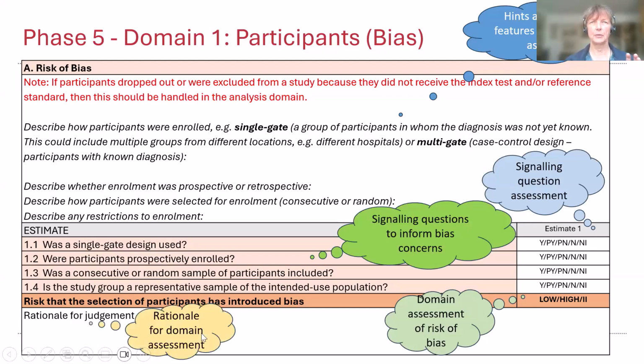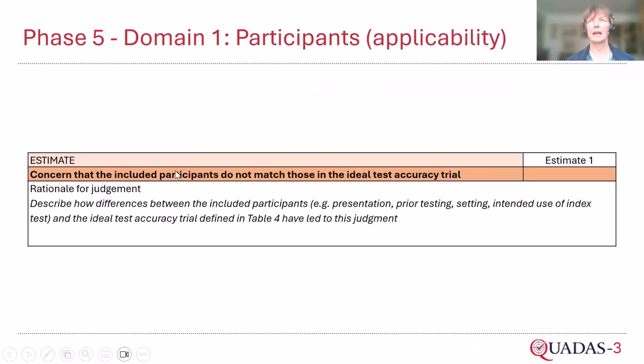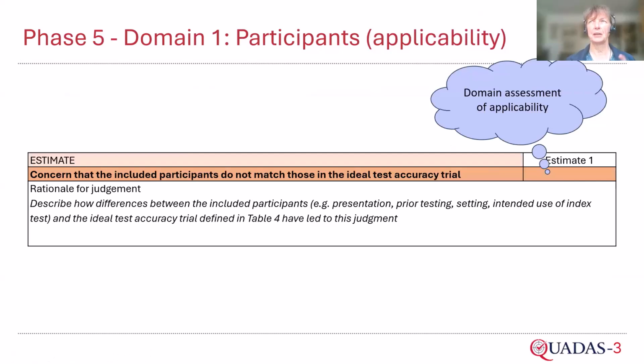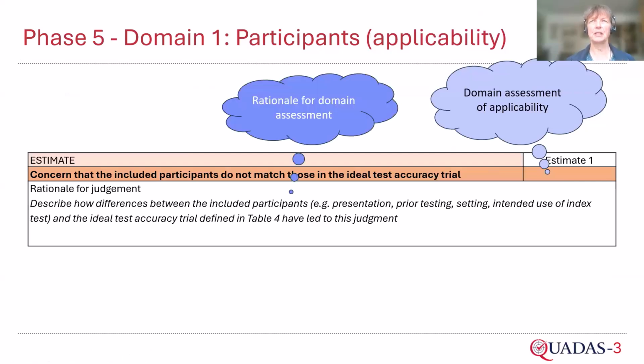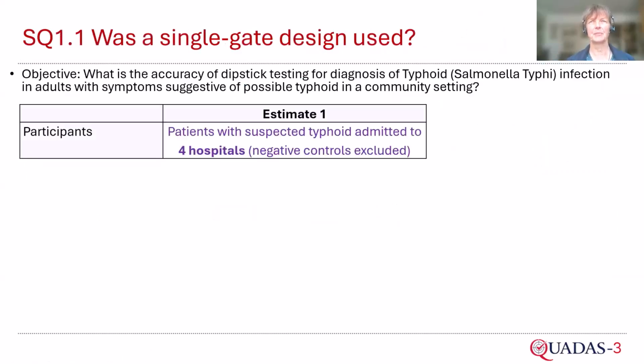And then here you're giving the reason for that domain assessment, which is likely based on the descriptions you've written in this top box. And here again, the same thing for applicability of that estimate. You're looking at your domain assessment, and then you've got your rationale.